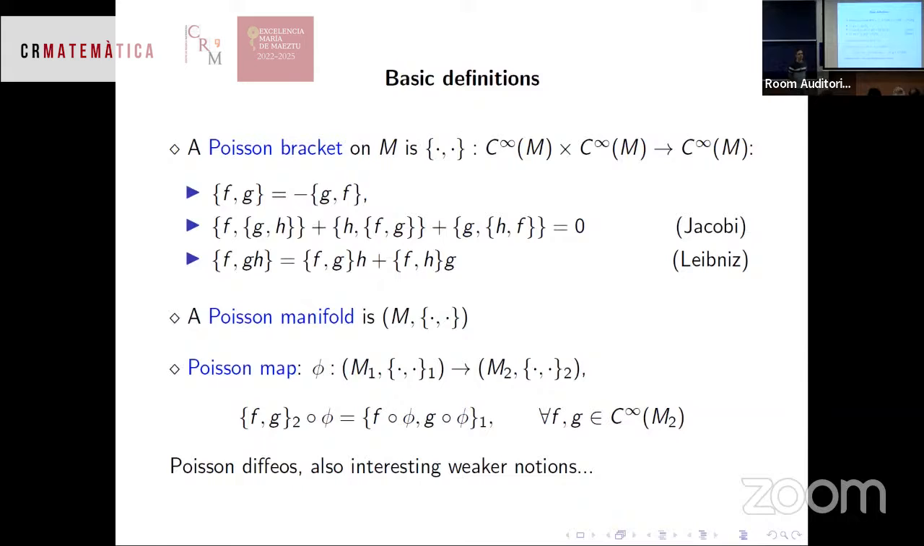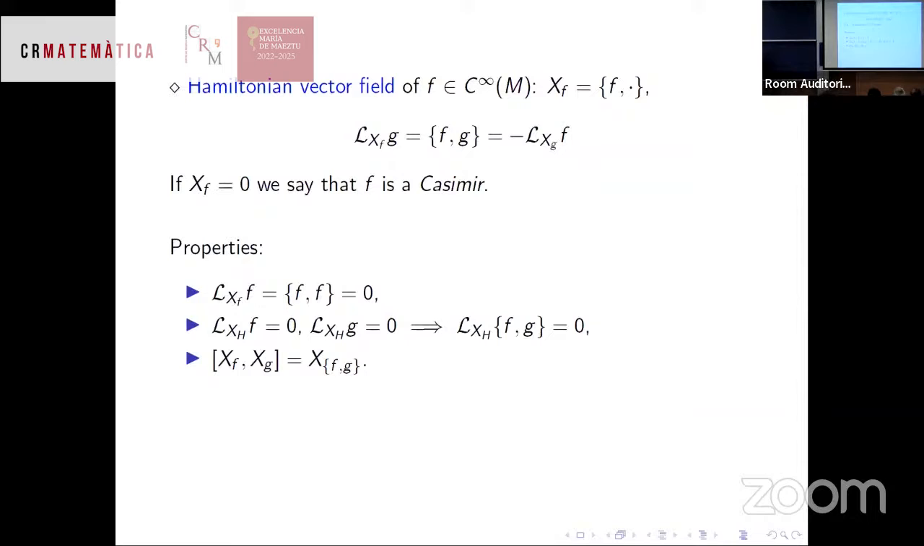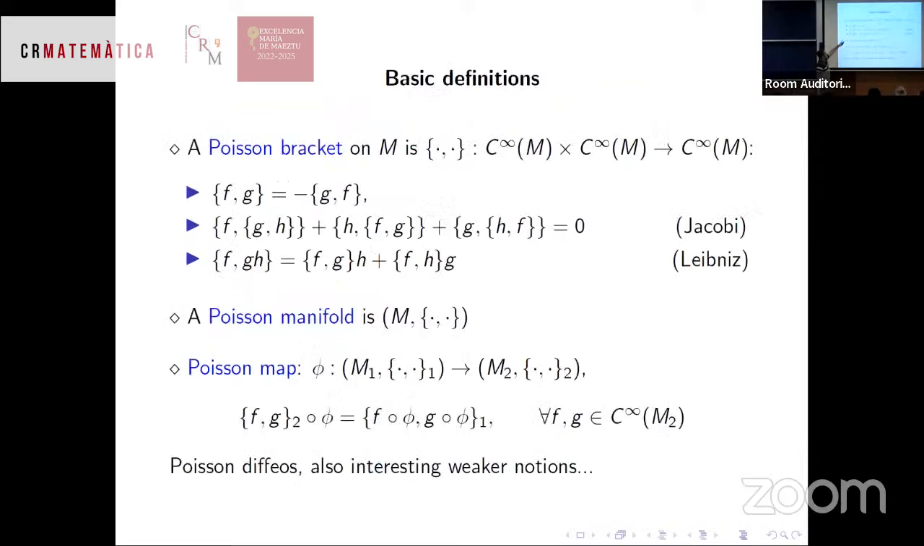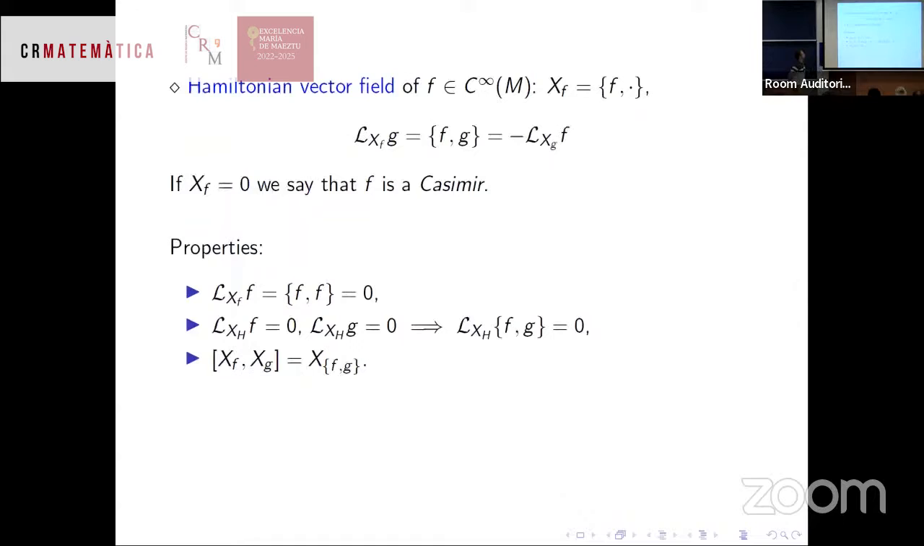Okay, so something that is very important and that gives this dynamical interpretation for the Poisson bracket is the notion of Hamiltonian vector fields. So whenever you have a function, you can produce a vector field out of this function using the Poisson bracket, using this Leibniz property. Right, so if you see this as acting on functions, it acts as a derivation, and therefore it has to be the Lie derivative with respect to a vector field. Okay, and I should also say that if a function Poisson commutes, or is in involution, with any other function, it's called a Casimir. It's the same thing as saying that its Hamiltonian vector field is zero.